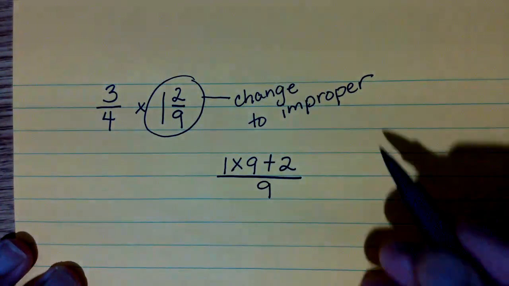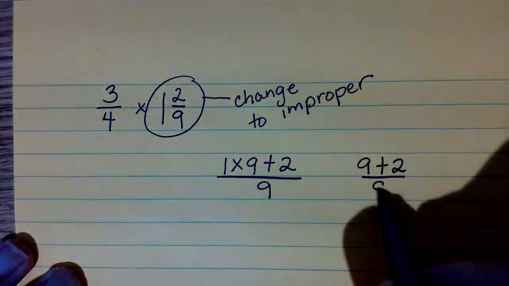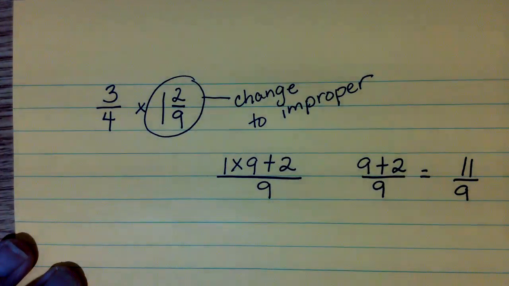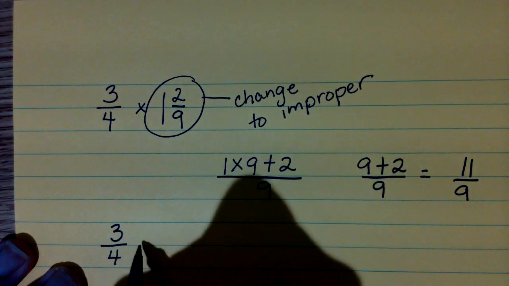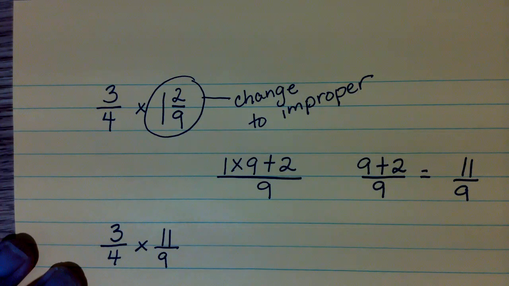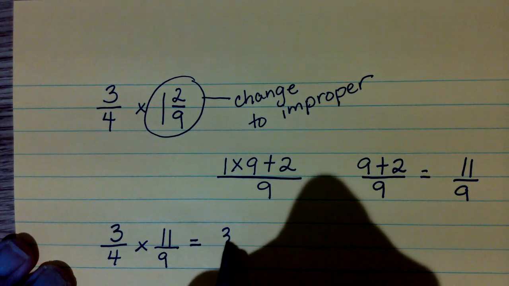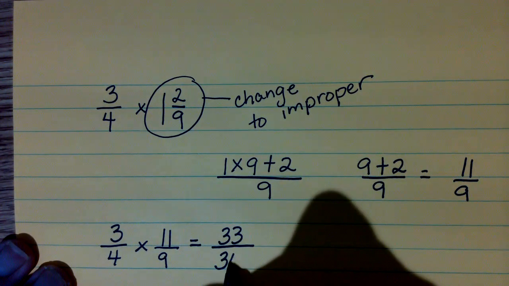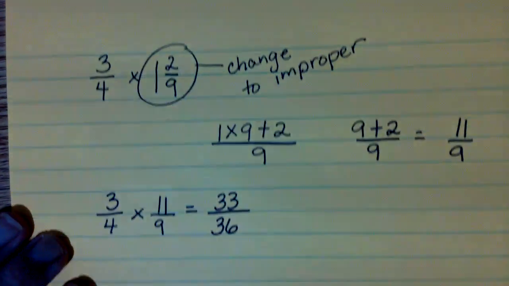1 times 9 is 9 plus 2 over 9 equals 11/9. I can now multiply 3/4 times 11/9. When I do that multiplication, 3 times 11 is 33. 4 times 9 is 36. I know that both of these numbers can be divided by 3.